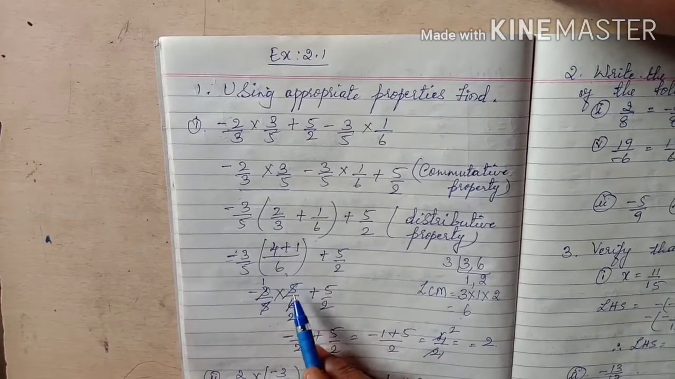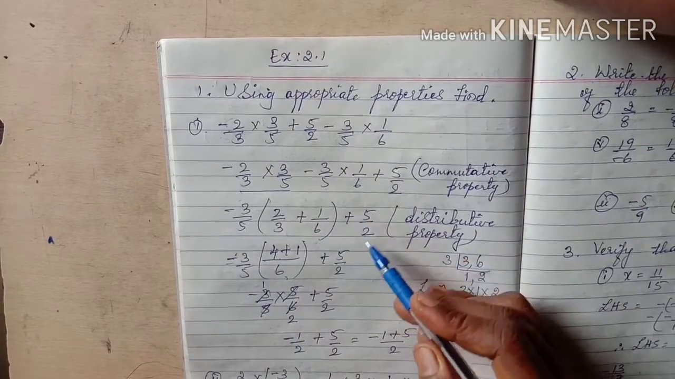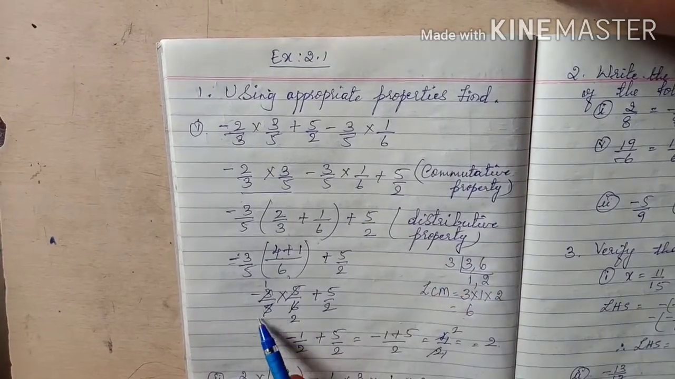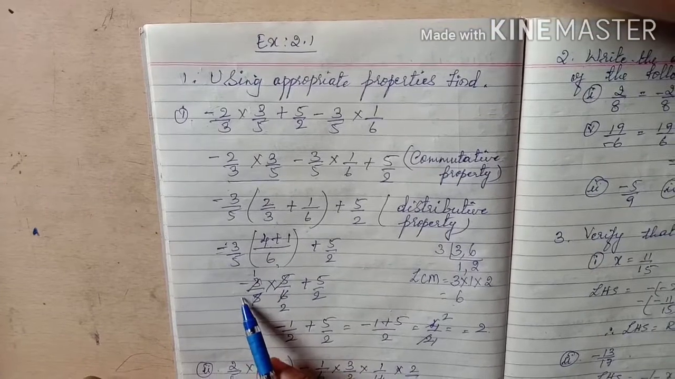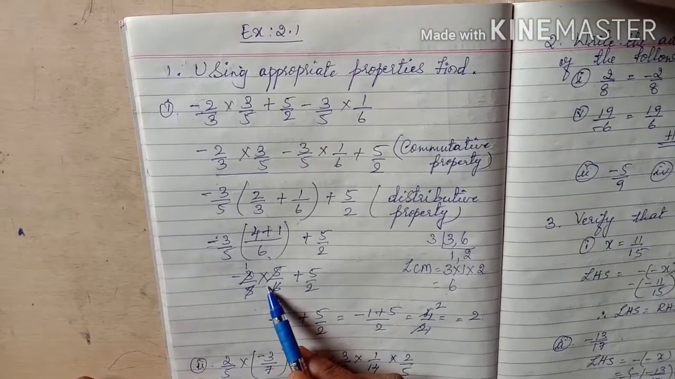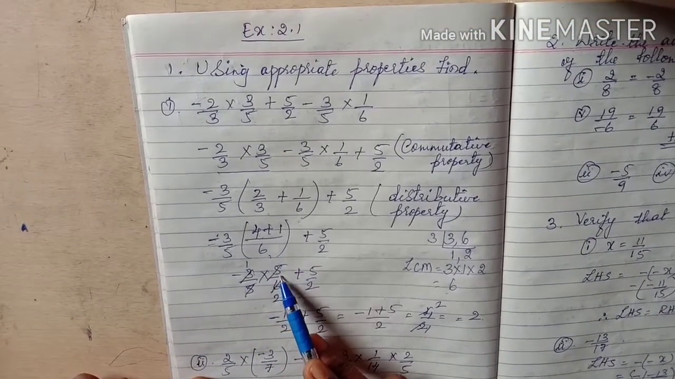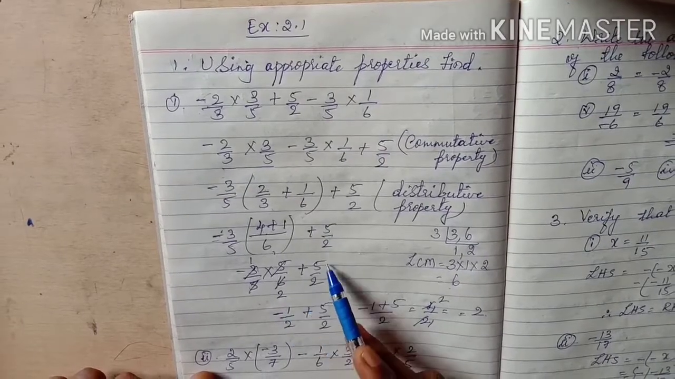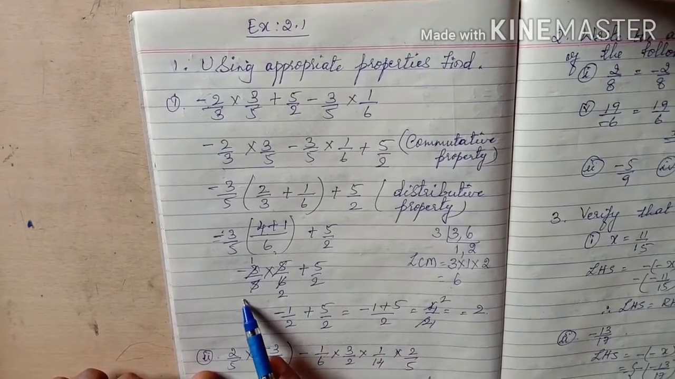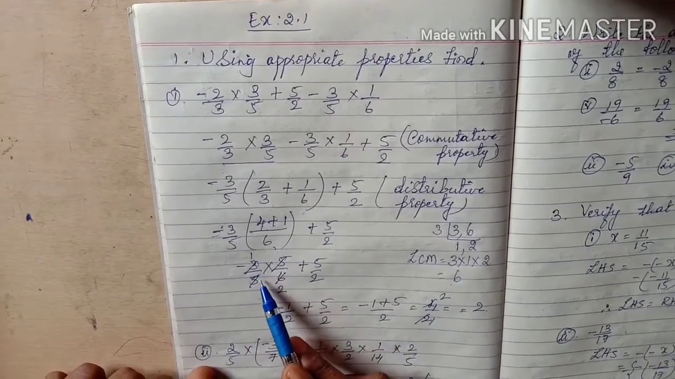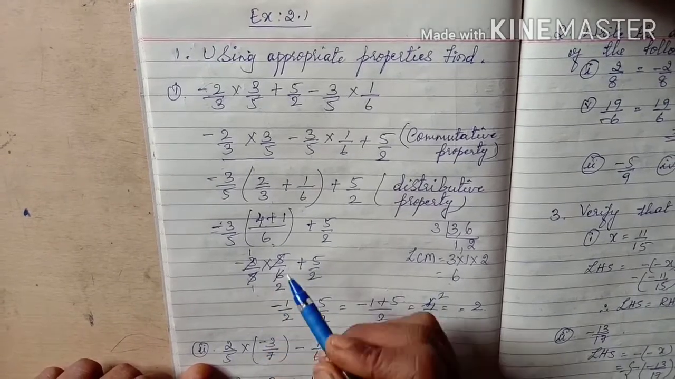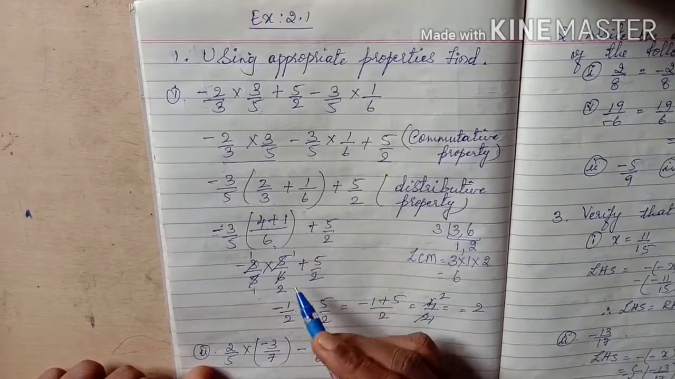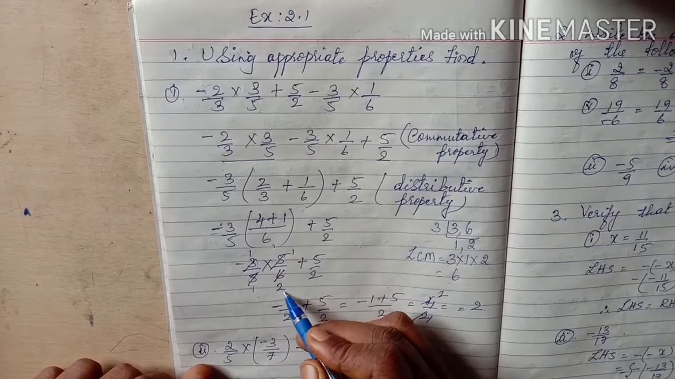So that we'll see. Then next, what do you have to write? Plus 5 by 2. Then next step is minus 3 by 5 into 4 plus 1 is what? 5 divided by 6 plus 5 by 2. So what do you get here? See here, this is into there. So 5 1s are, then here 5 1s are, it will get cancelled. Then 3 1s are, 3 2s are 6.